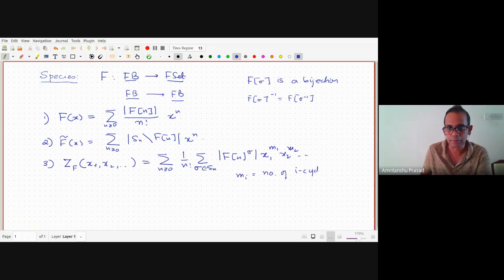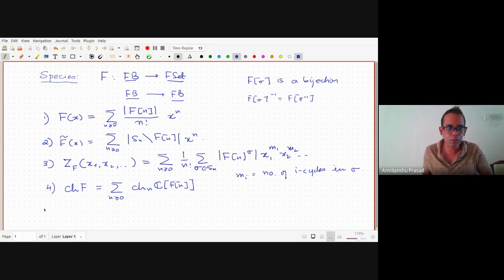where these m i equal the number of i cycles in sigma. And I want to add a fourth one, which is called the Frobenius characteristic generating function of F. And this is basically the sum over n greater than or equal to 0 of the Frobenius characteristic of Fn. And I need to remind you what this is.